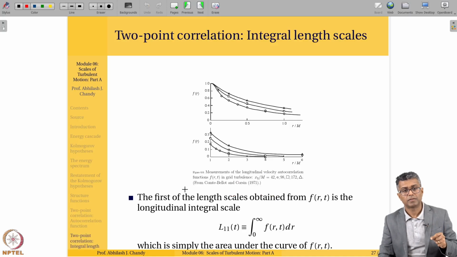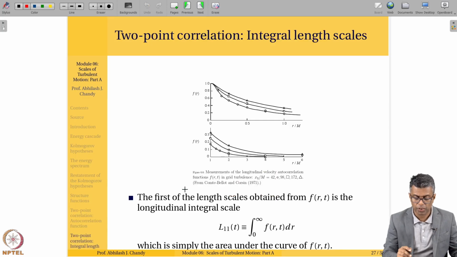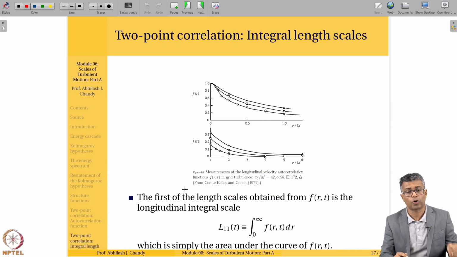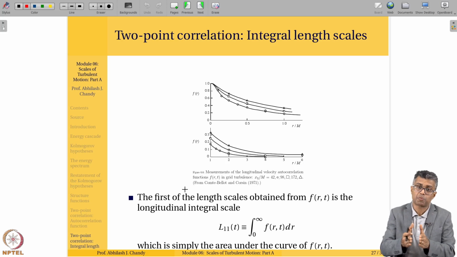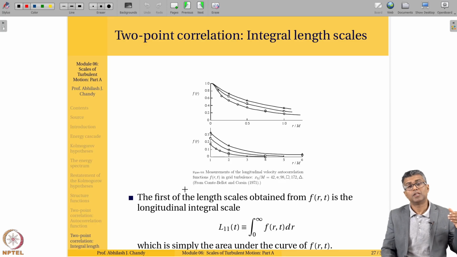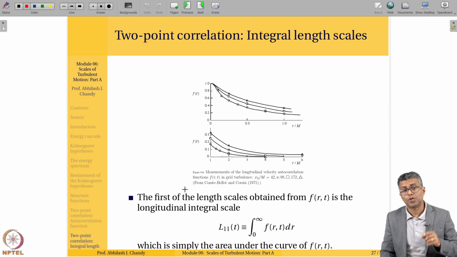So if I plot f of r,t in grid turbulence, these are actually measurements of longitudinal velocity autocorrelations from old experimental data of Comte-Bellot and Corrsin from 1971. As you can see, you have a continuously decreasing autocorrelation function as r is increasing, which makes sense. As you are spacing the points away from each other, your correlation between the velocities is going to keep on decreasing. Now, you can calculate a longitudinal integral length scale by integrating the autocorrelation function.